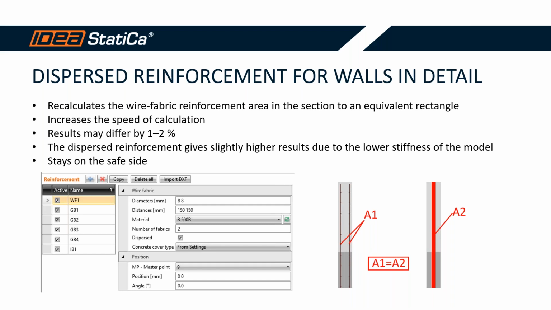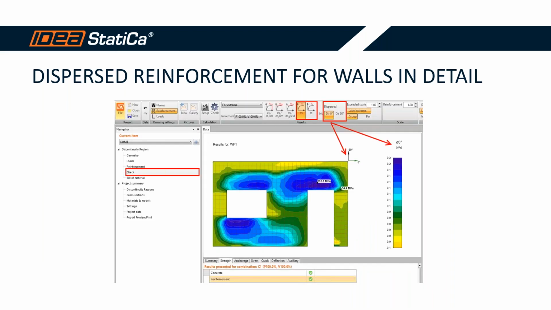And I also want to add that the results may differ by 1 or 2%, but since the dispersed reinforcement model has a slightly lower stiffness, the results will be by 1 or 2% higher. So we stay on the safe side if we use this dispersed reinforcement type. I will also show this on a practical demonstration. There is a new way of displaying results for dispersed reinforcement. Also will be part of the demonstration.